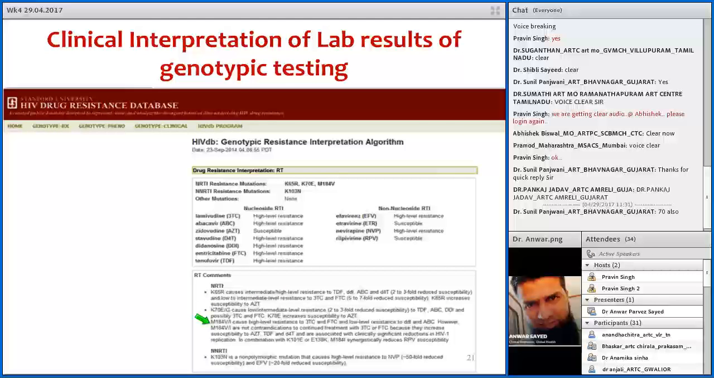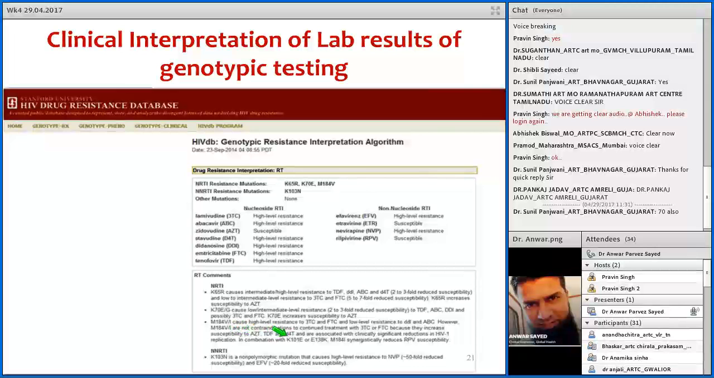Similarly, if you see another example, M184V or I causes high level resistance to 3TC and FTC. Okay, agreed. Now, Lamivudine and Emtricitabine will have high level resistance if you have the M184V mutation, and low level resistance to some other drug like Abacavir also. However, M184V is not a contraindication to continuing 3TC or FTC in the treatment, because it increases susceptibility to Zidovudine, Tenofovir and D4T. Now you can relate this to our first line and second line.